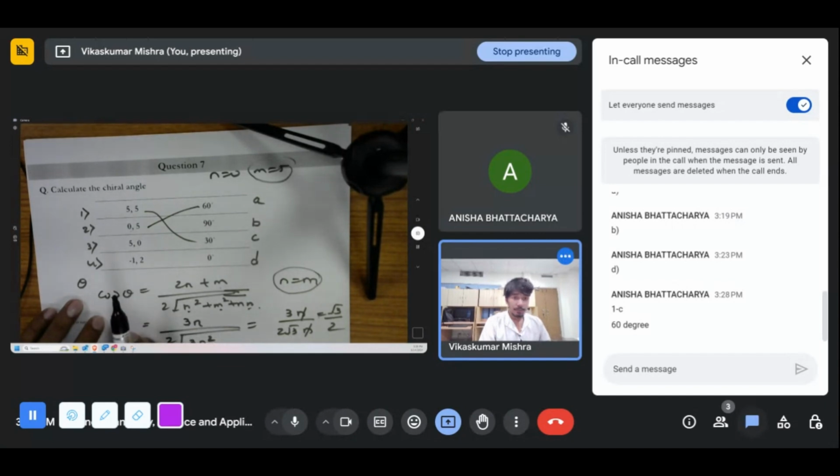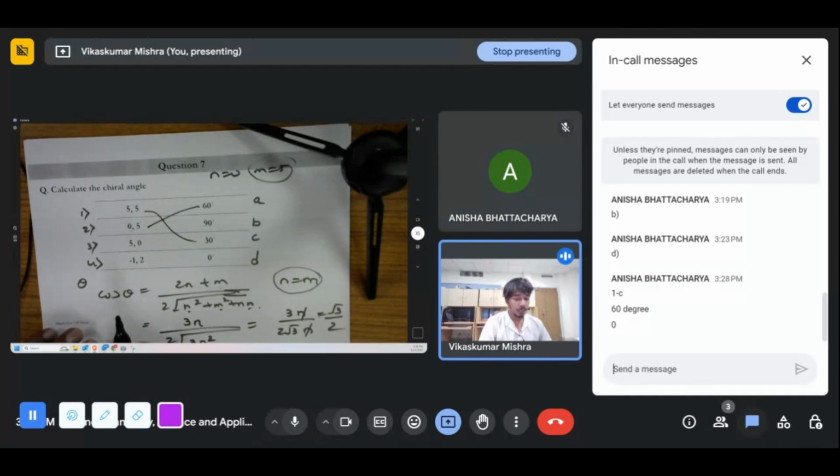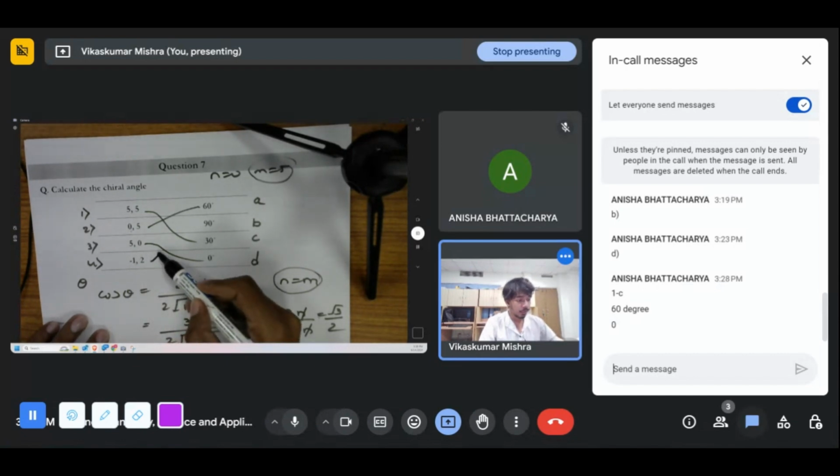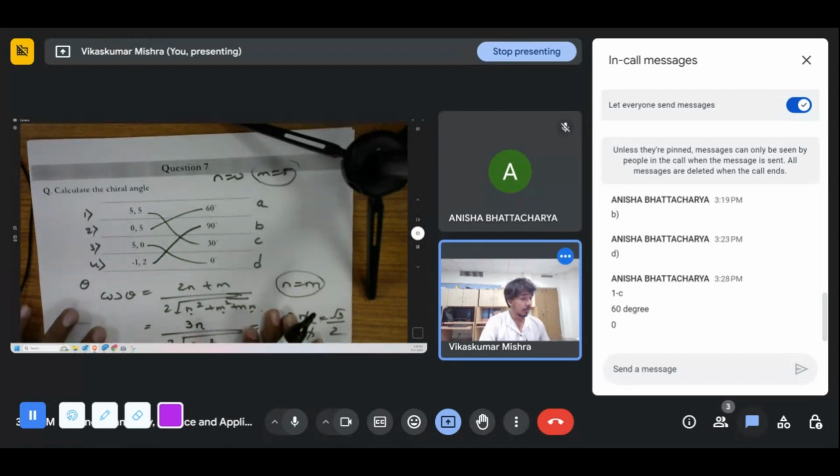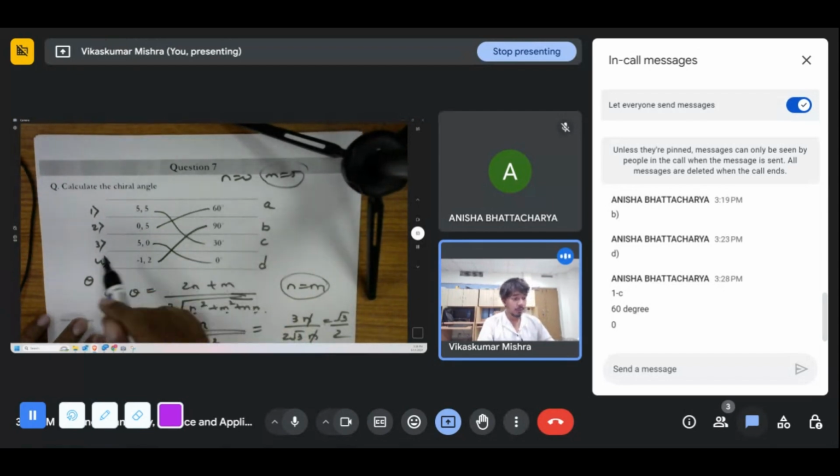And 5 comma 0, if I put m to be 0 and n to be 5, then it's coming to be 0. So now the only thing remaining is this one. So question number 4 will be coming around 90. Right. So with that, we have solved this question number 7.